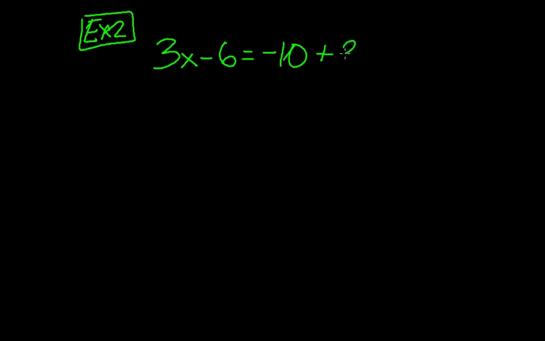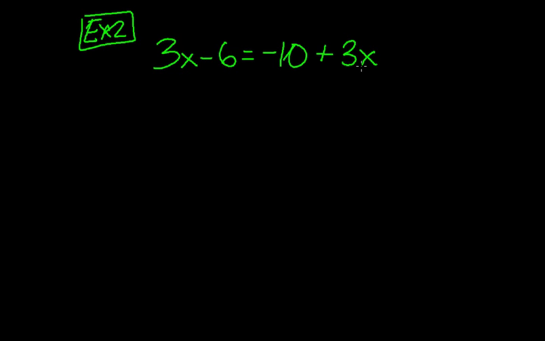All right, so we'll call this example 2. Sorry. So sometimes weird stuff happens. Let's see if you can figure it out here. Let's say we have 3x minus 6, and that's equal to negative 10 plus 3x. Again, I've got variables on both sides. I don't like that. I'm going to try to get rid of one.